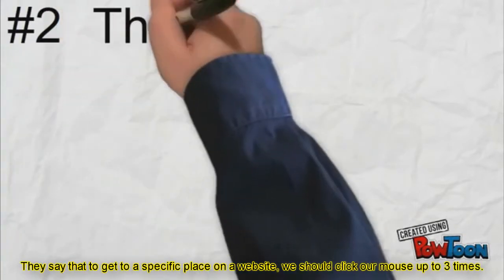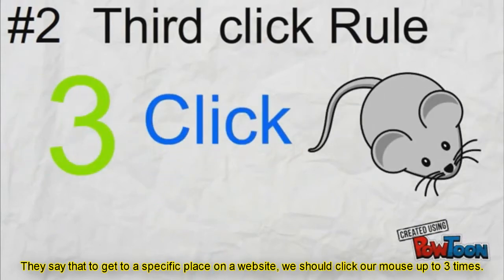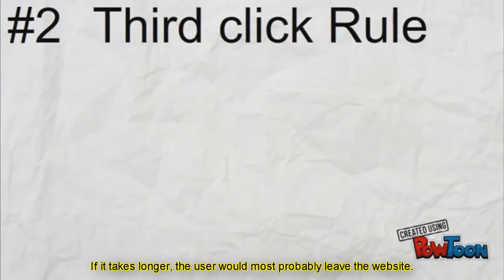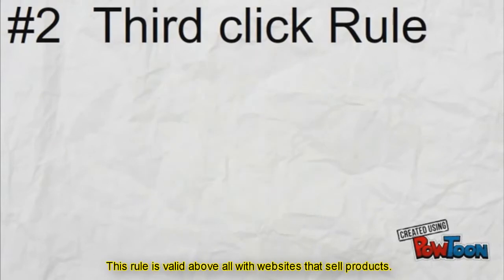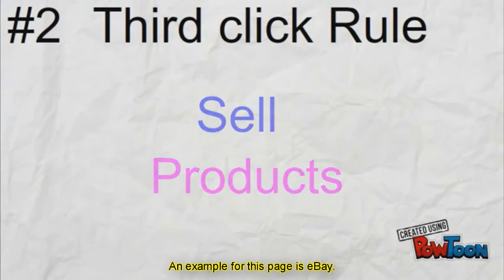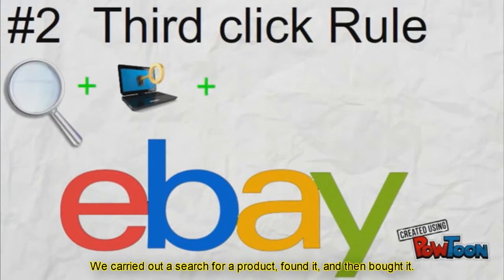They say that to get to a specific place on a website, we should click our mouse up to 3 times. If it takes longer, the user would most probably leave the website. This rule is valid, above all, with websites that sell products. An example for this page is eBay. We carried out a search for a product, found it, and then bought it.